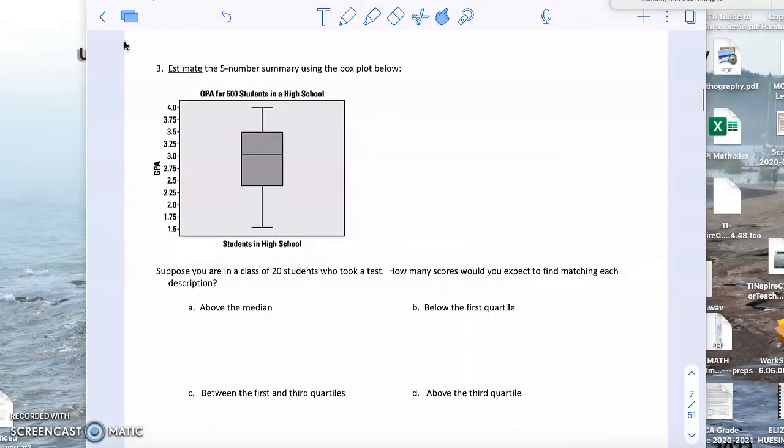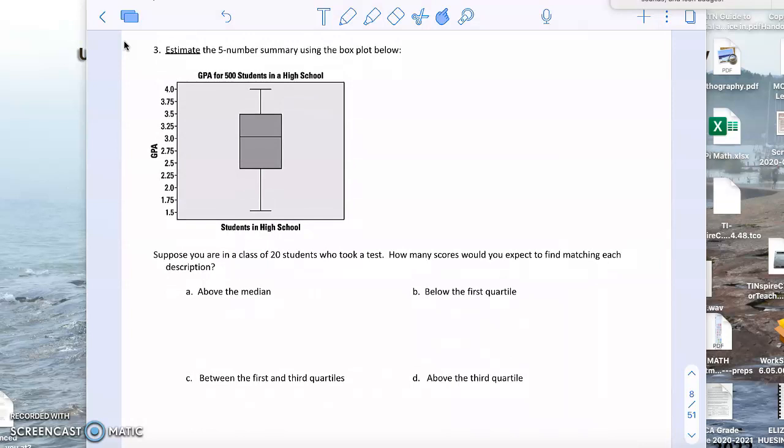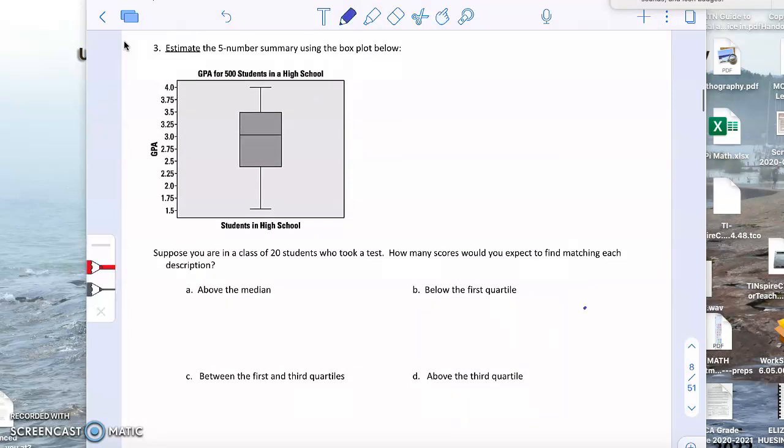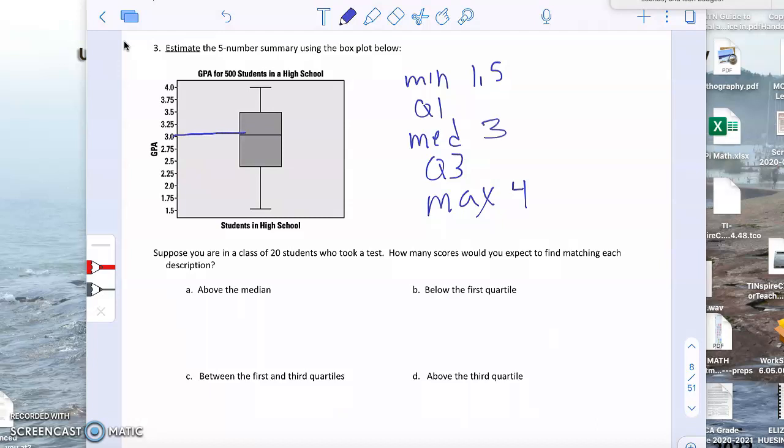All right. So estimate the 5-number summary using the box plot. So again, we have to do our min, Q1, our median, Q3, and our max. And again, you could look at this, so I might say 1.5 is the min, or 4 is the max. The median, if I was to draw this line, around 3, Q1, maybe that's 2.35, somewhere in there. And Q3, 3.5. Whoops, I put it in the wrong spot again. So 2.35 and 3.5.